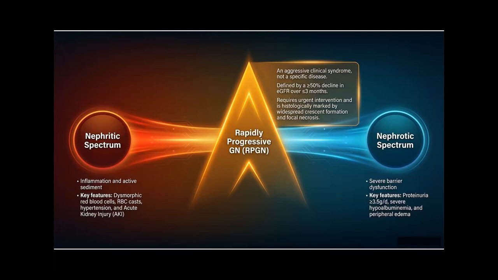Okay, we are transitioning from the nephritic spectrum to the nephrotic spectrum. What is nephritic? Inflammation and acute sediment. Dysmorphic RBCs are there in the urine, RBC casts are there, hypertension is there, acute kidney injury. Whereas in the nephrotic spectrum, severe barrier dysfunction: proteinuria more than 3.5 grams, hypoalbuminemia, and edema are there. This is the nephrotic syndrome type. Nephritic and nephrotic. We also have to identify rapidly progressive glomerulonephritis.